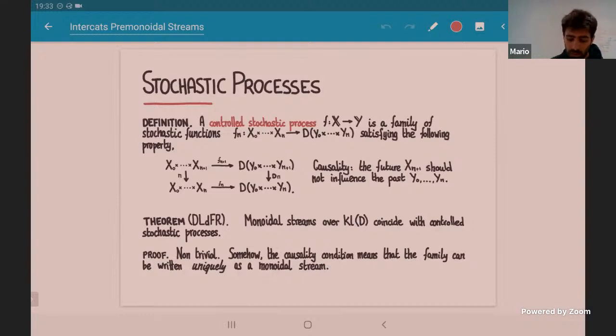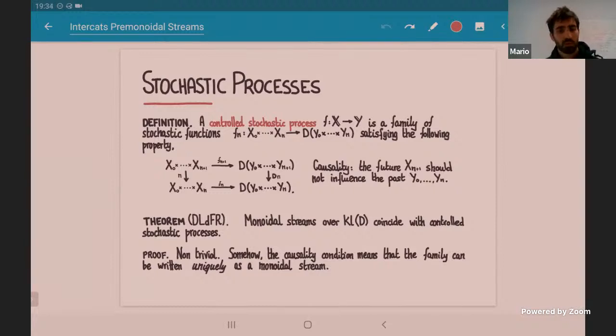And this is formalized by saying that this diagram here commutes. So if you forget about one input and then compute, that should be the same as computing and then forgetting about the last output. This is a way of saying that causality is preserved. And you can show that monoidal streams over the category of stochastic functions coincide with this notion of control stochastic process.